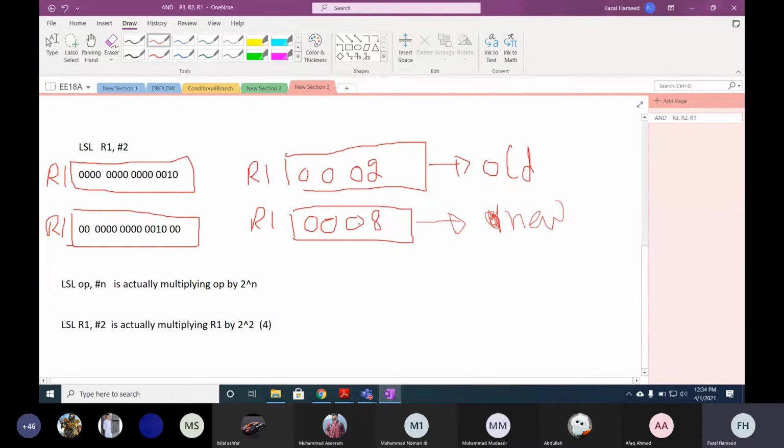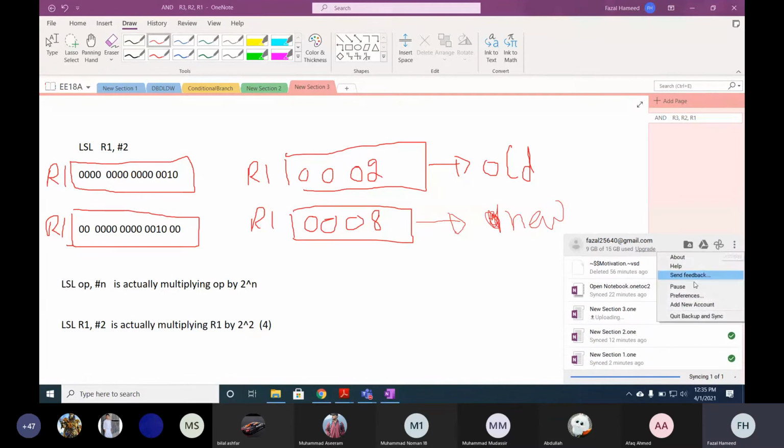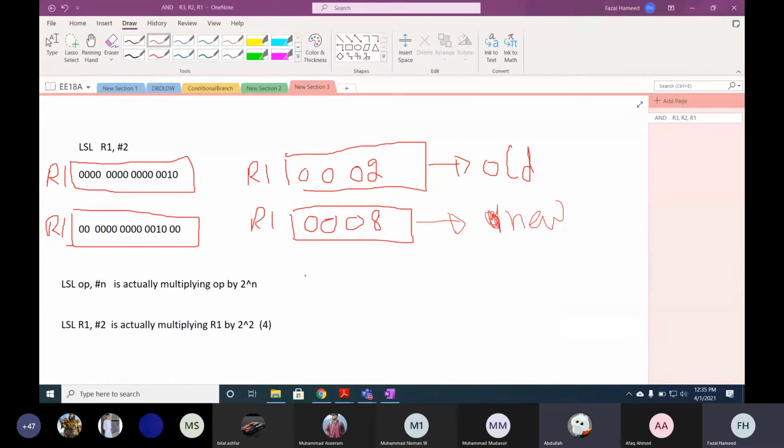The new contents is now 8. So it means that actually the previous value is multiplied by what? By 4. Am I right or not? Right, sir. Okay. Why does this happen? Actually, provided that the most significant bits are not removed.